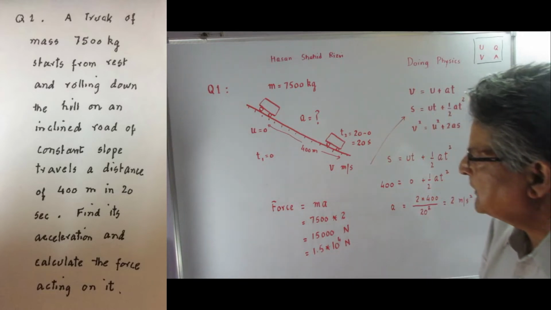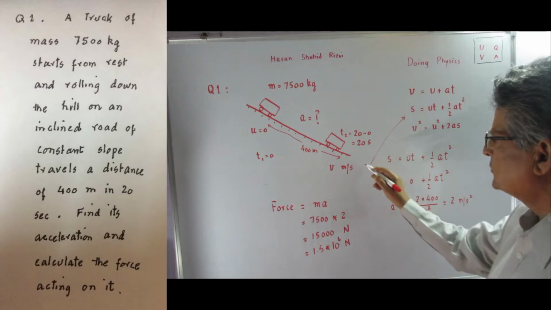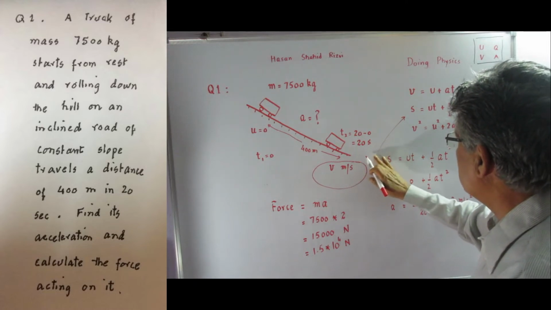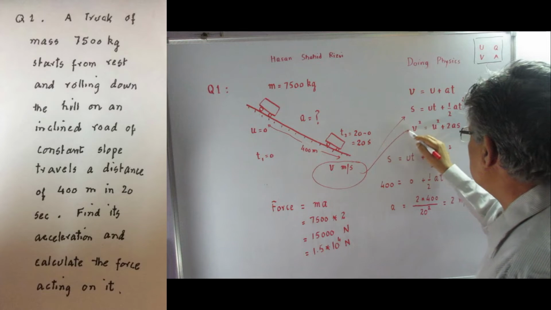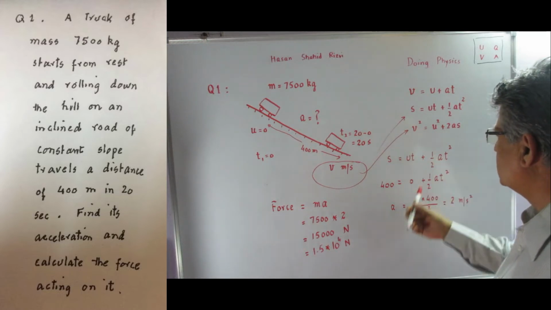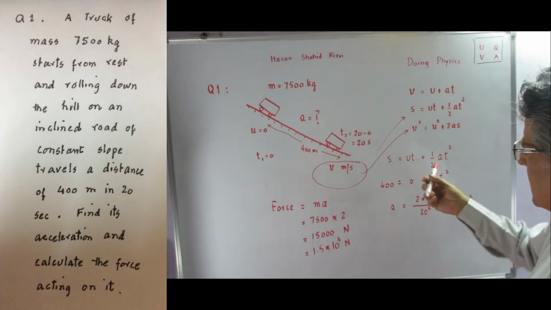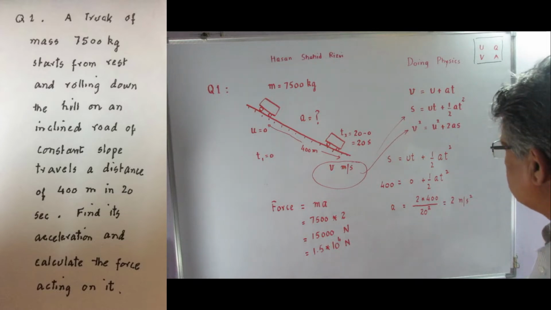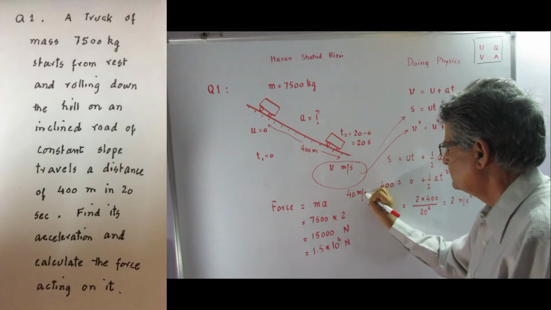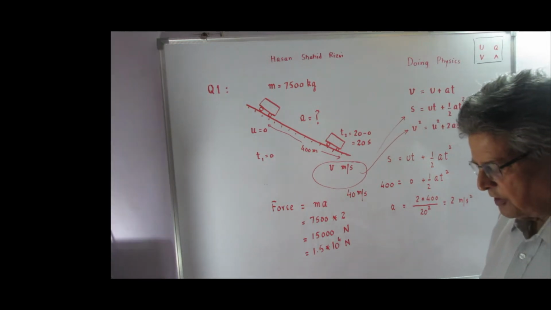Now, if in this question, in addition to whatever has been asked, we ask you what the velocity is, then in case the velocity has to be calculated, we go to equation number 3. v square is equal to u square plus 2as, and from there we find that v square is equal to 0 plus 2 into whatever, and then take the square root and find the velocity, which will turn out to be equal to, please calculate, 40 meter per second. Okay, so this is your question number 1, and now we go to question number 2.